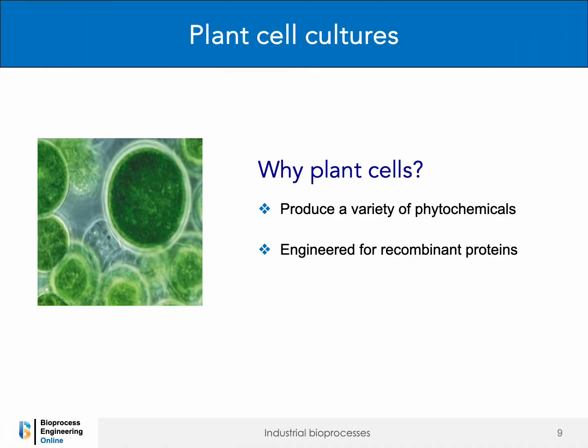The fourth category of bioprocesses comprises plant cell cultures. On an industrial scale, the distinctive metabolic capabilities of plant cells are harnessed to generate a diverse range of phytochemicals, including pigments, aromas, flavors, dietary supplements, and biostimulants. Additionally, plant cells can be engineered for the production of recombinant proteins.